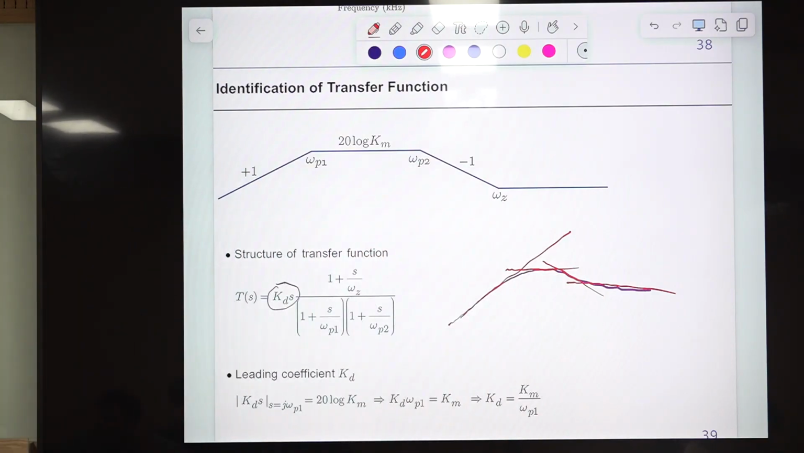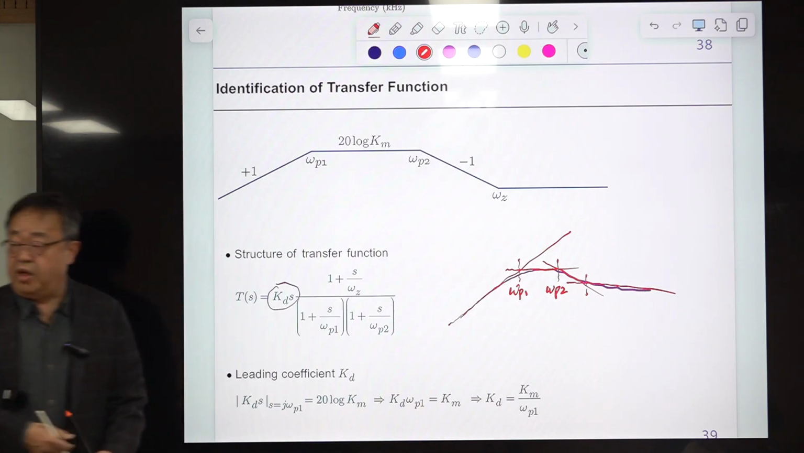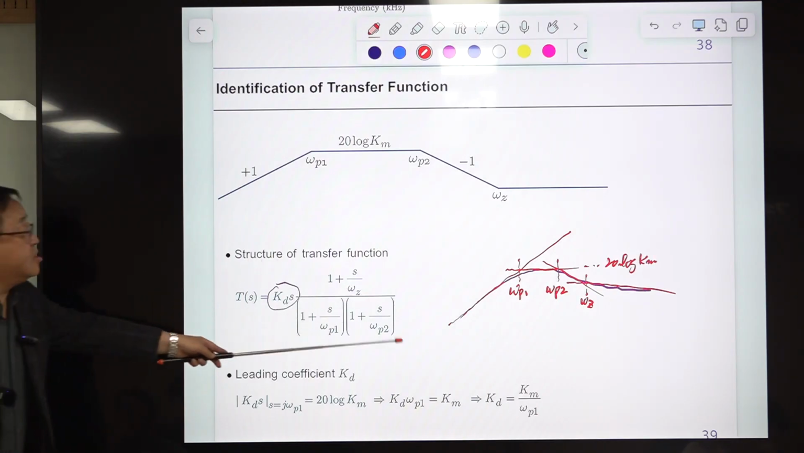Then there's a pole. This should be omega P1, and there's another pole, omega P2, and this is a 0 because the minus slope is changed to 0 slope, the high frequency asymptote. Then there is a 0, so omega 0, and the midband gain. You observed this, maybe assume this is 20 log Km. Okay? Then it becomes this one. Alright?